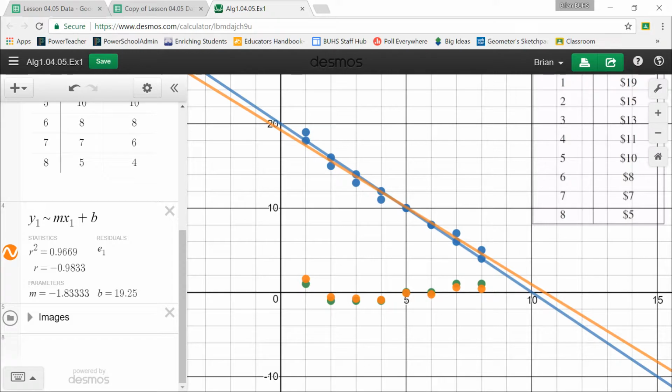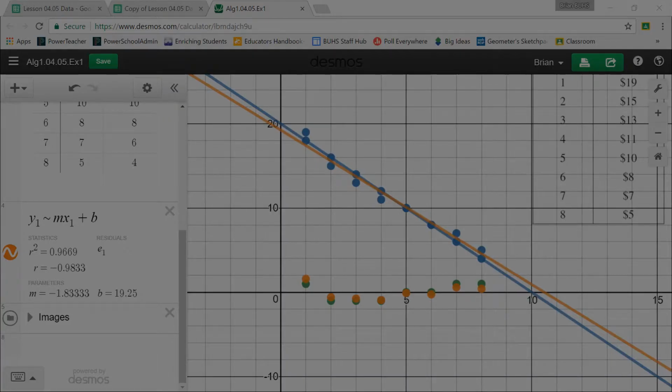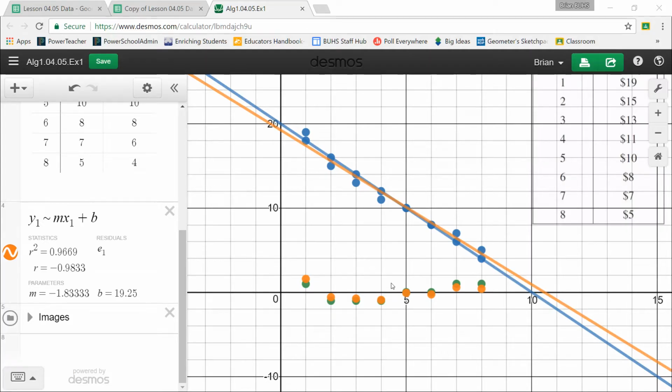Okay, so that takes a little while to get used to. That's the big idea. So using residuals, we predict whether or not our graph is a good model. And because there's about the same number above as below, they're doing okay.